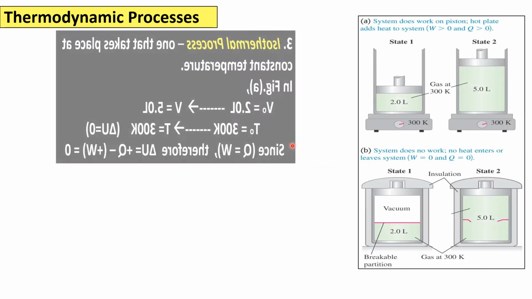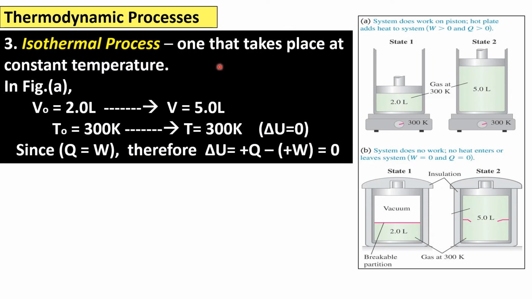The third example of a thermodynamic process is what we call an isothermal process, a process that takes place at constant temperature. As shown in diagram letter A here, there is an amount of gas, initially 2 liters of gas, inside a chamber that is being heated slowly, a very slow process of heating, whose initial temperature is given, say, for example, 300 Kelvin.